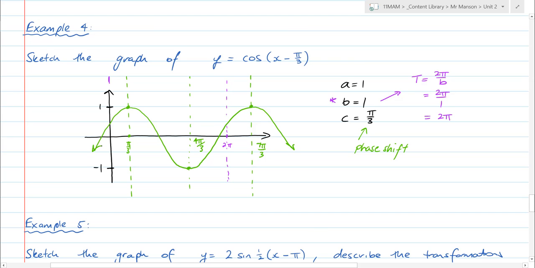That's our function. This is a cosine function that has been horizontally translated pi on 3 that way. Nothing else has actually changed. The amplitude's still 1, the midline stayed the same, the period is still 2 pi, so nothing else has changed from a standard cosine function. Are there any questions on that one?